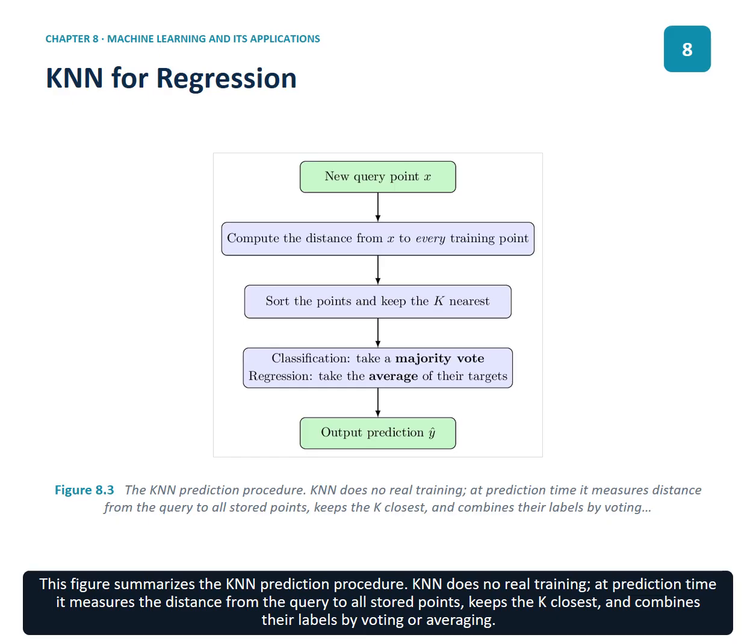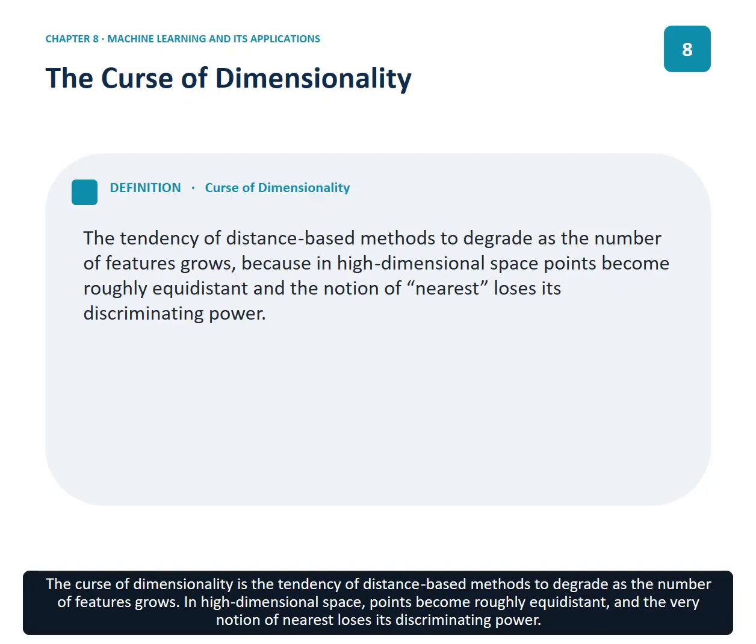KNN does no real training. At prediction time, it measures the distance from the query to all stored points, keeps the k closest, and combines their labels by voting or averaging. The curse of dimensionality is the tendency of distance-based methods to degrade as the number of features grows. In high-dimensional space, points become roughly equidistant, and the very notion of nearest loses its discriminating power.